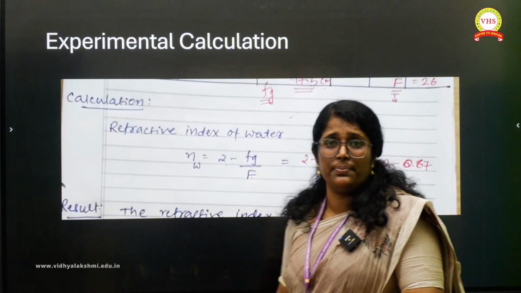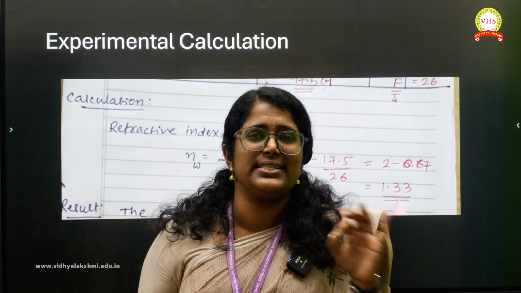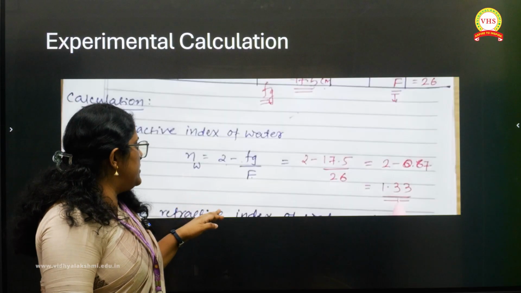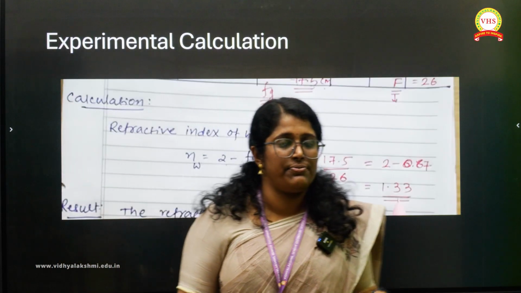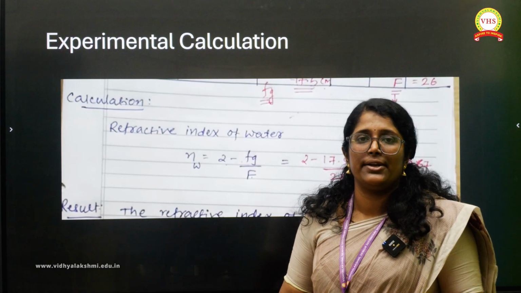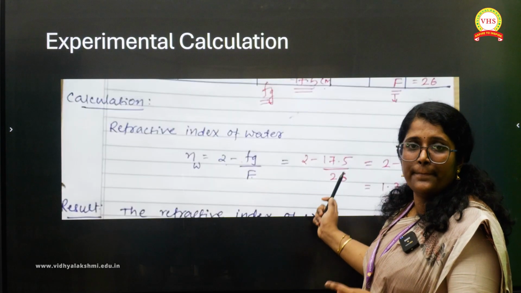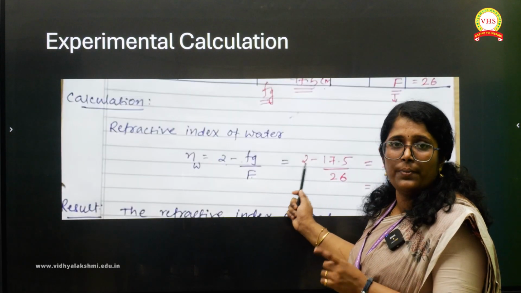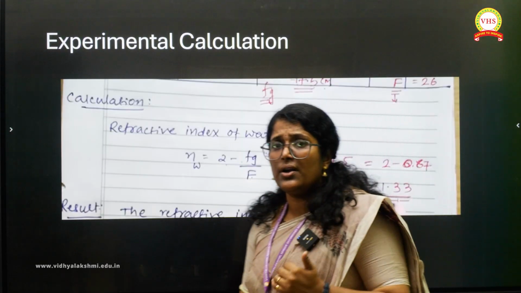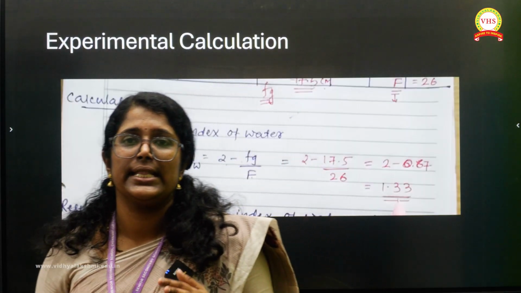Now, the equation is so simple. Theoretically, we explain it in one way, but this is a very simple formula. Refractive index of that particular liquid is equal to 2 minus Fg by F. What is Fg? That is focal length of the glass alone. What is F? Combined value. Both we already found. The value is 17.5, the other one is around 26. 2 minus Fg by combined value. You will get, you know already, since it's water, the value 1.33.